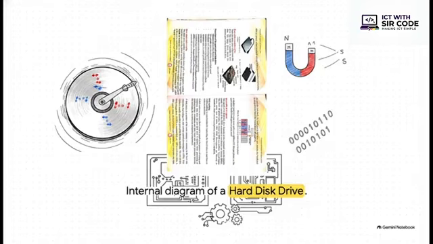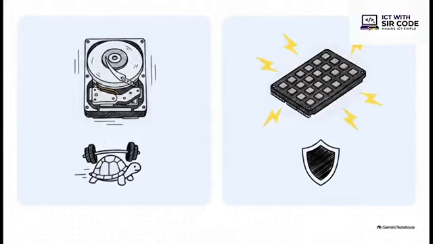Inside an air-sealed metal casing, you have magnetic platters spinning on a spindle. An actuator arm moves a tiny read-write head across these platters, physically magnetizing microscopic north and south poles to represent binary ones and zeros. Honestly, it's an incredible feat of microengineering. But the HDD has a pretty major rival now.